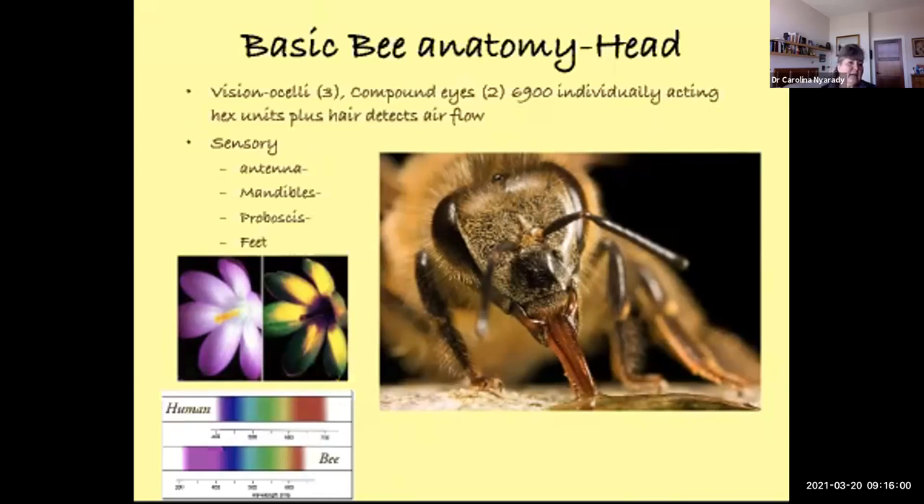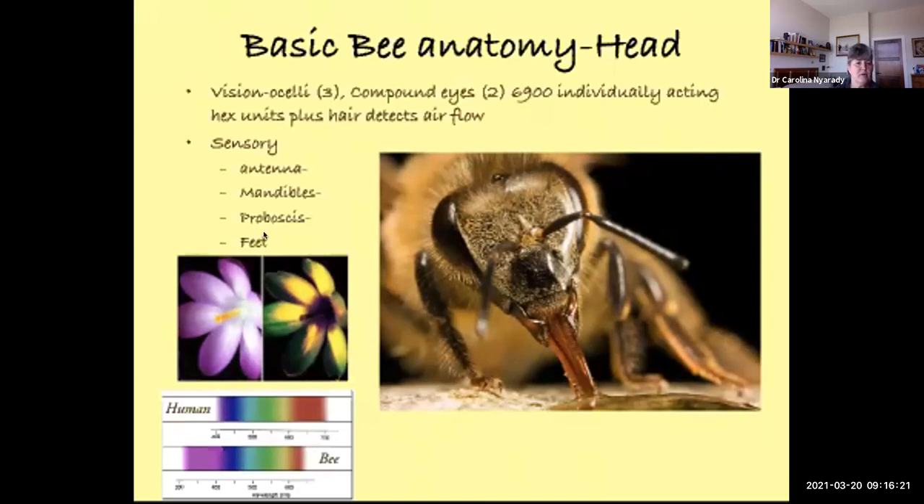And even though this is technically not within the anatomy of the head area, because we are talking about sensory organs, right? I included their feet. Their feet also have taste receptors on them. And so I always find it fascinating that even with their feet, they can sense the world around them.